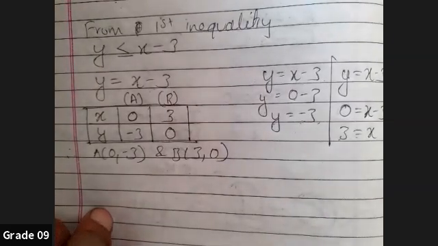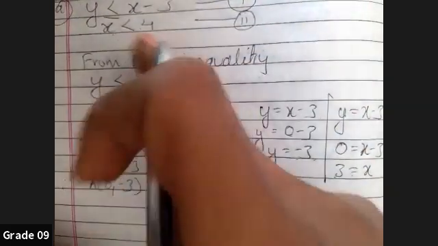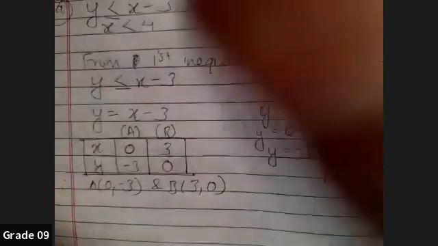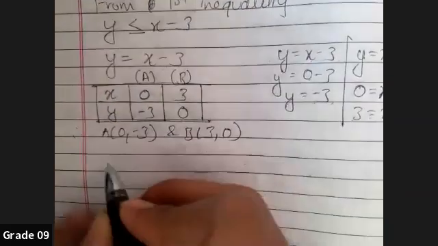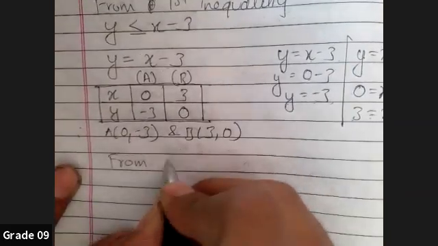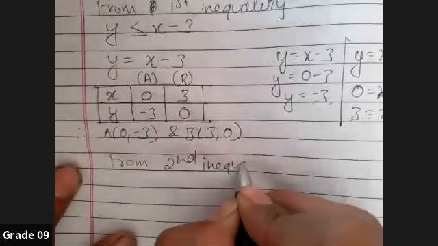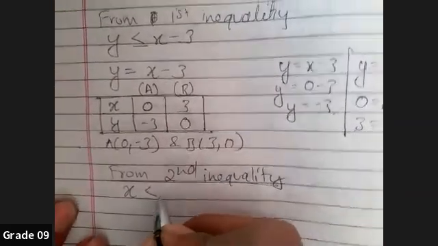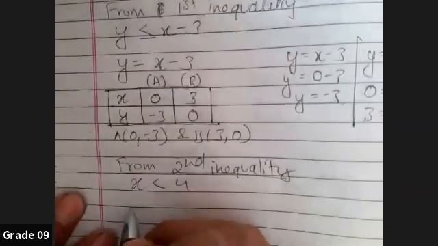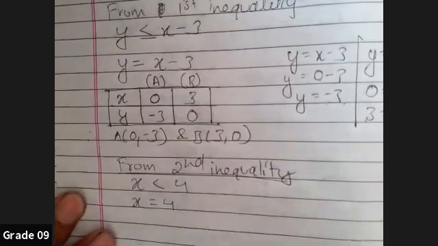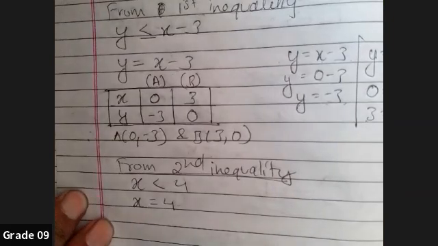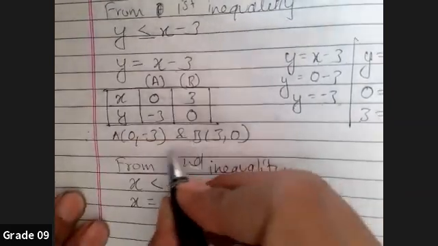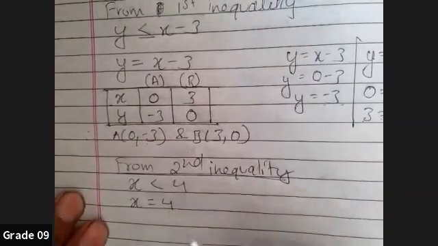Now you can see there is a second inequality also. For the second inequality we cannot create any table because there is no y, there is x only. So from the second inequality, x is less than 4. If you convert it into an equation, it will look like x equals 4. So you have to plot these points and x equals 4 in your graph copy.